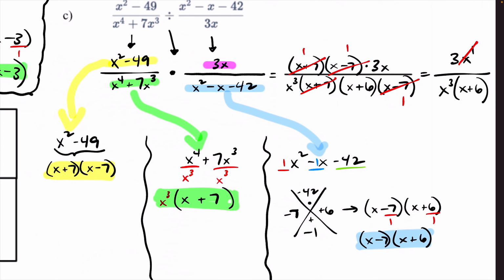This goes away. That becomes a power of 2. So you have 3 over x squared, x plus 6. Now I'm done because there's no binomials to cancel out, and the monomials, 3 and x squared, can't cancel out, so you're done. Now you know you're done.